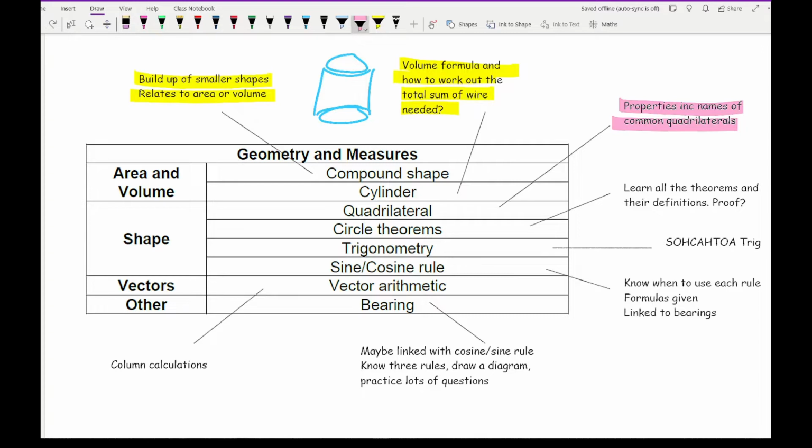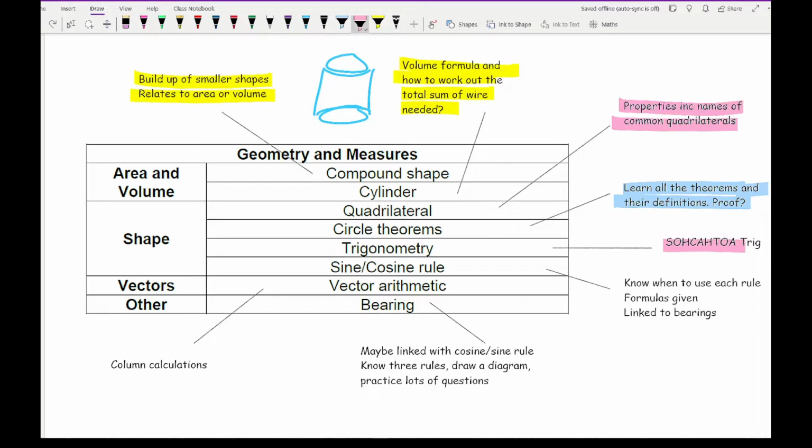For trigonometry, this again could be more likely to be SOHCAHTOA trig. So again, just make sure that you're not just applying the cosine rule or sine rule to every trig question you think, because that's the more complex topic. Right angle trig could easily come up both as part of a question or involved in the cosine and sine rule, which is a nice little segue into that.